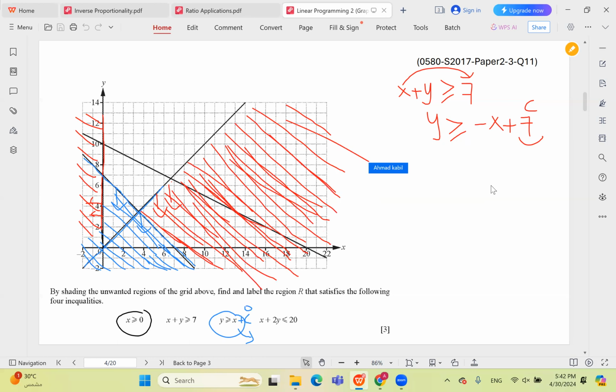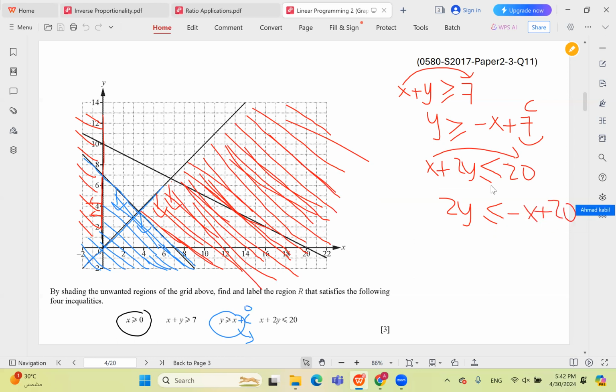Finally, we have x plus 2y less than or equal to 20. So I would again like to isolate the y. So I have x plus 2y less than or equal to 20. I will take the x to the other side. So 2y less than or equal to negative x plus 20. If we divide everything by 2, this is y less than or equal to negative half x plus 10.